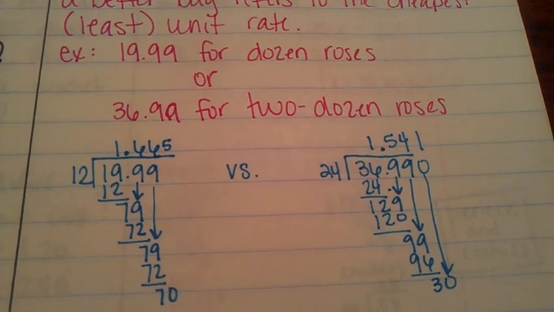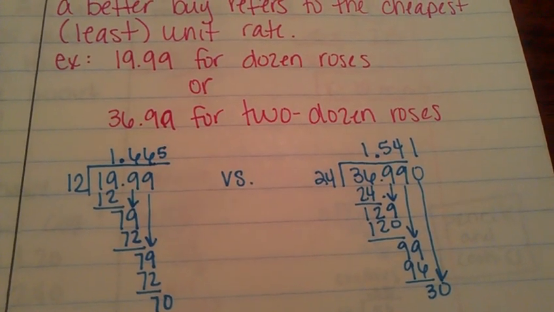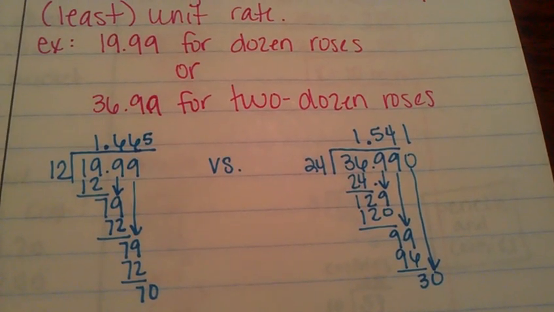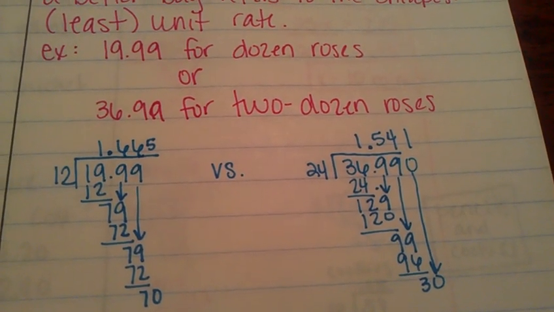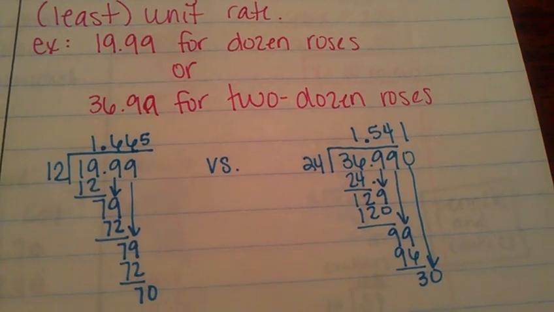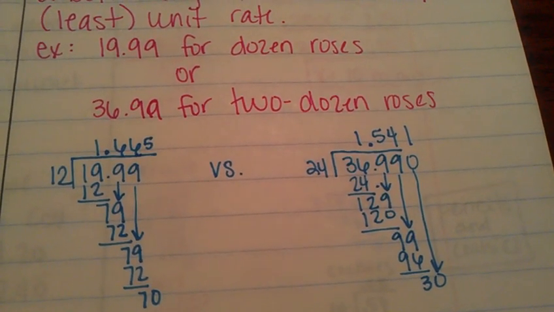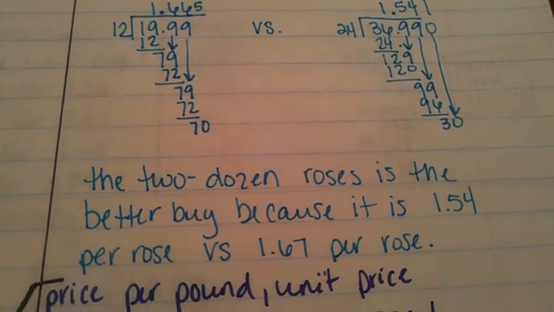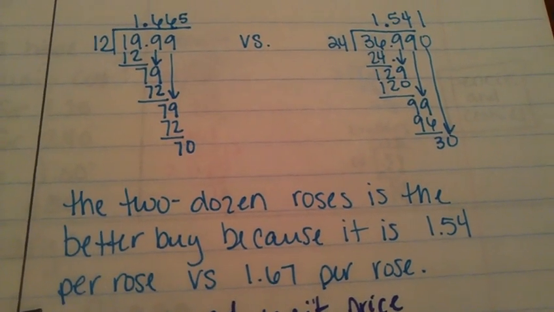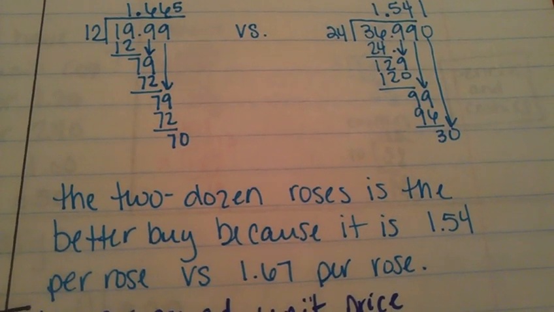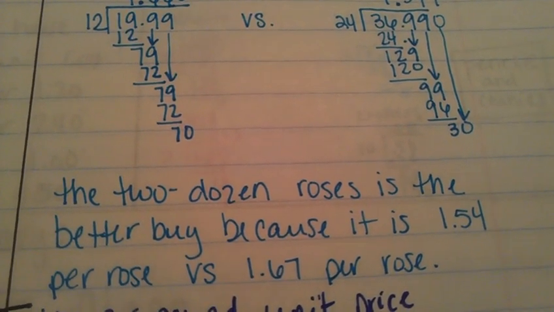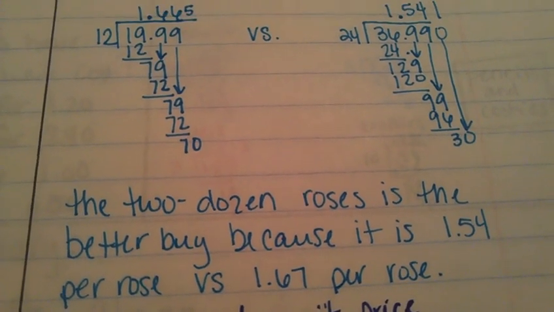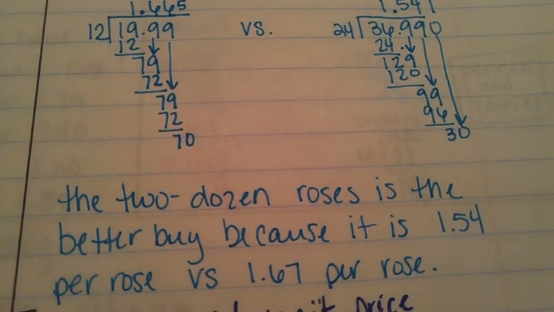$19.99 divided by 12, you end up paying $1.66, or rounded $1.67 per rose. And over here, $36.99 divided by your 24 roses, because that's 2 dozen, you end up paying $1.54 per rose. And so if you're trying to find the cheapest one, the 2 dozen roses is a better buy because it's only $1.54 per rose versus the $1.67 per rose. So when you're comparing items, you always want to compare it to their unit rate.